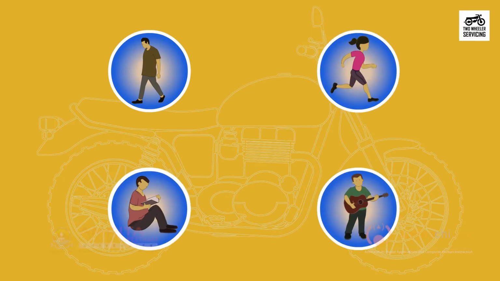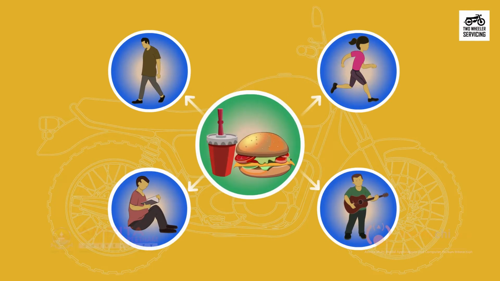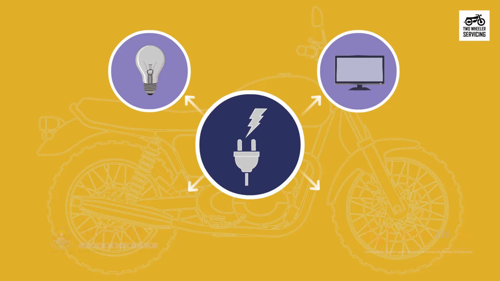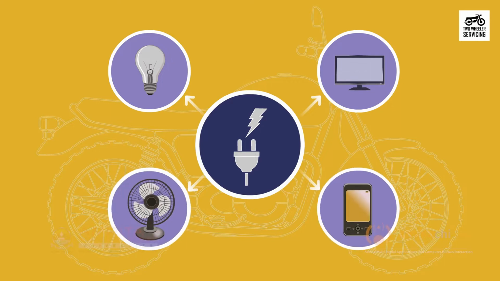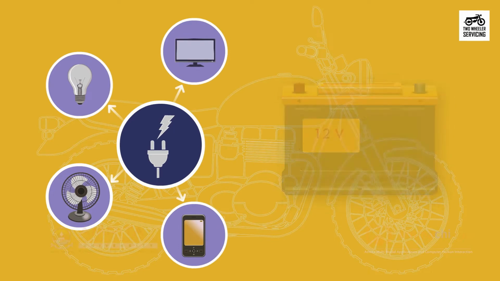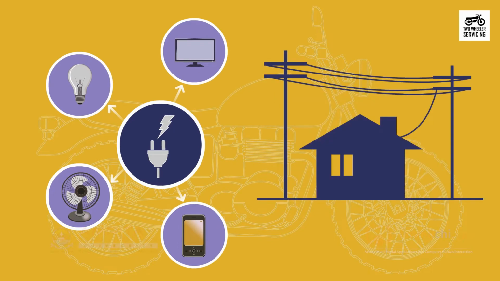In our daily lives, we engage in activities like walking, running, and such. The energy produced from the food we intake is utilized to perform these activities. Similarly, we use different kinds of equipment and gadgets in our daily life such as bulbs, television, fan, and mobile phones. The energy to operate these equipment and gadgets is called electrical energy or electricity, and it comes from a battery or through the home electrical distribution system.